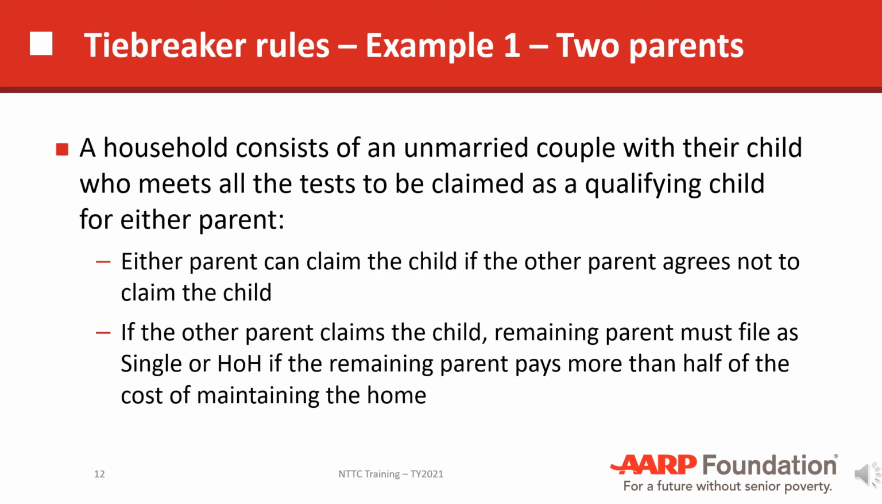Let's go through some examples. Here's the first example. A household consists of an unmarried couple with their child who meets all the tests to be claimed as a qualifying child for either parent. Either parent can claim the child if the other parent agrees not to claim the child. So that's the first thing. Secondly, if the other parent claims the child, then the remaining parent must file as either single or head of household if the remaining parent pays more than half the cost of maintaining the home.